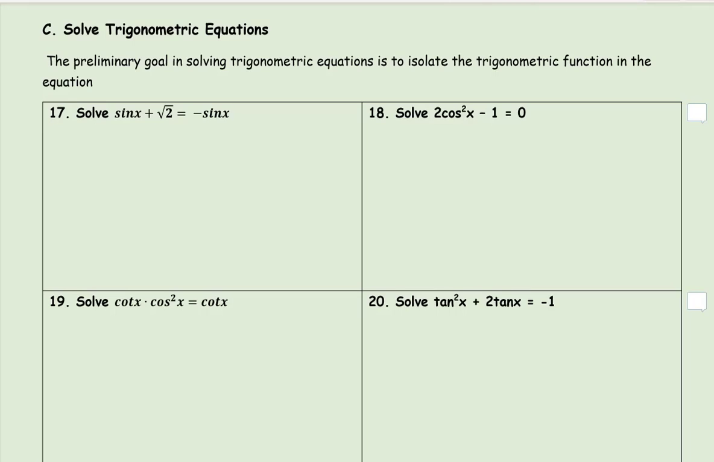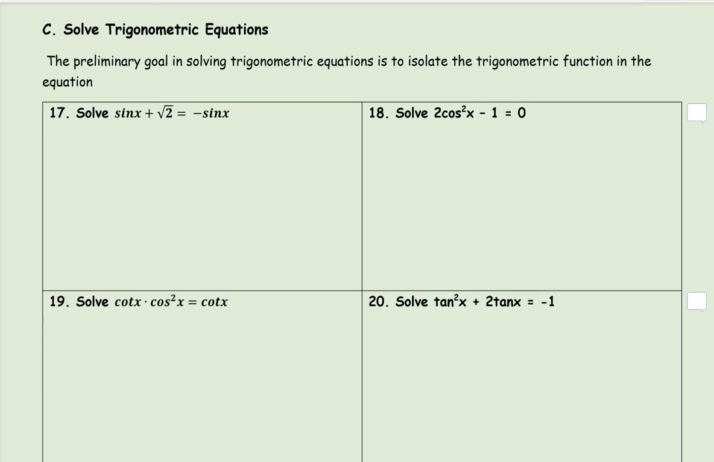So what we're going to be doing today is tying everything together that we've learned in the previous two sections, and we're going to start solving trigonometric equations. Now, the preliminary goal in solving trigonometric equations is to isolate the trigonometric function in the equation. We can also try to reduce them as much as possible, which was the whole point of what we've been doing over the last couple of days.